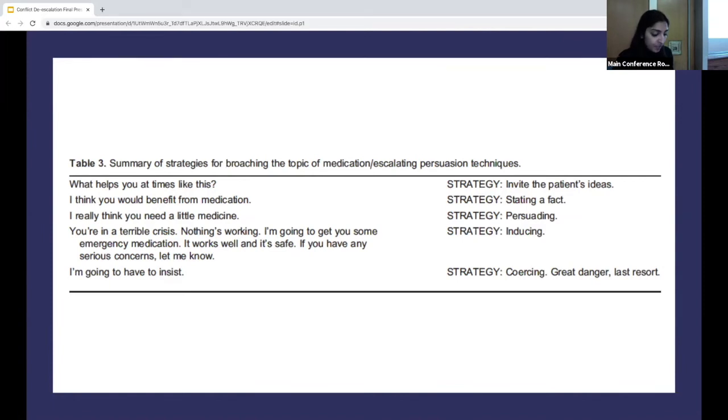So the goal of medicating these patients is not to completely sedate them, but we want to calm them. We want to remind them that we want to give this medication so that they can be calm and they can take ownership of what's going on. So sometimes we should just ask patients questions like, what helps you at a time like this?